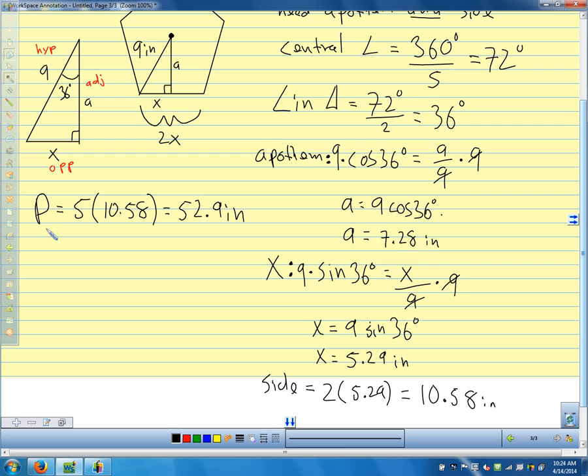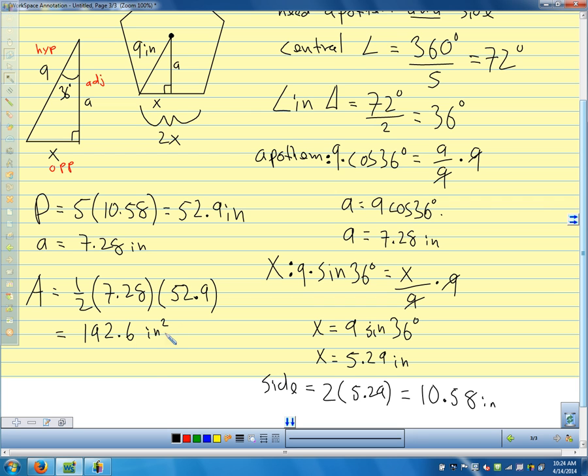We calculated our apothem is 7.28. So now I can plug those into my formula. The area equals 1/2 times 7.28 times 52.9. Multiplying by 1/2 is the same as dividing by 2, so I can multiply these together, dividing by 2. Or I could turn 1/2 into 0.5 and do 0.5 times 7.28 times 52.9. Either way, I get 192.6 square inches for my area.